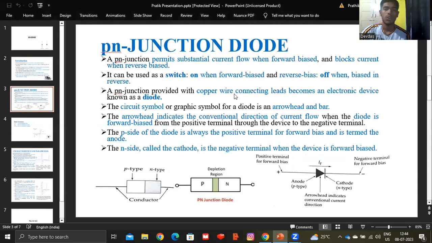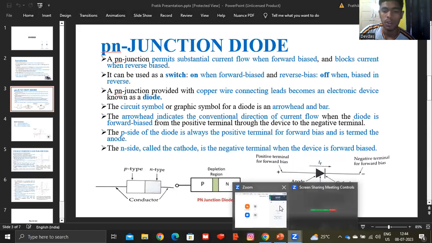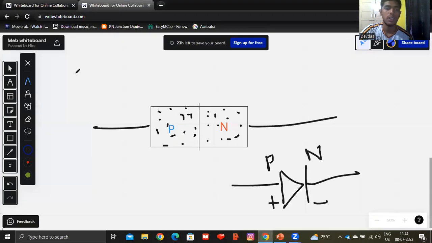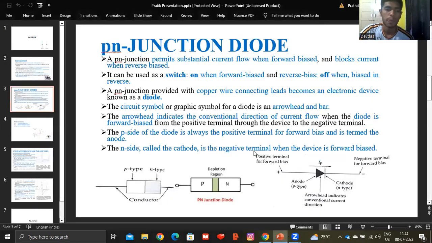A PN junction provided with copper wire connecting leads on each side becomes an electronic device known as a diode. So this is what we saw right now. When we connect a PN junction semiconductor on both sides with a connecting lead or a copper wire, it turns into a semiconductor diode. It can be used as a switch: on when forward biased and off when reverse biased.